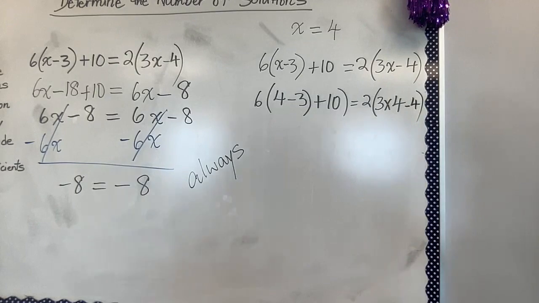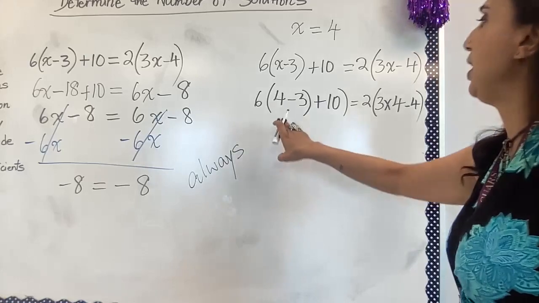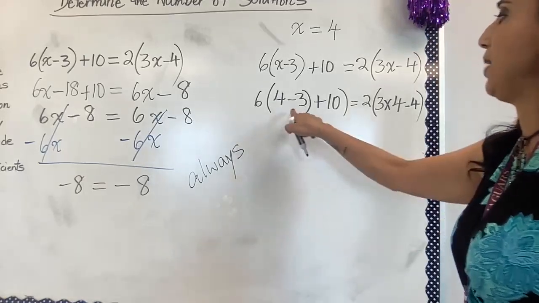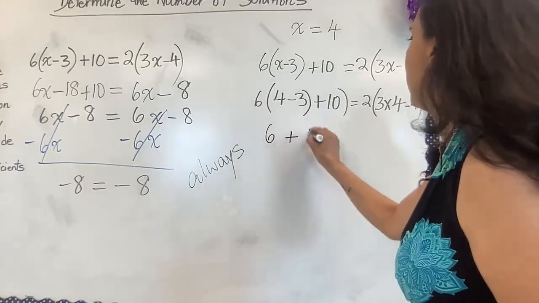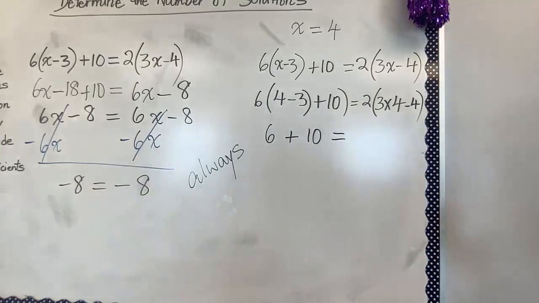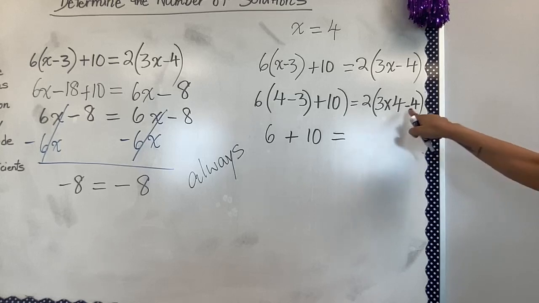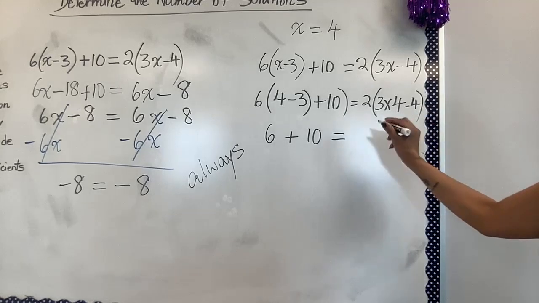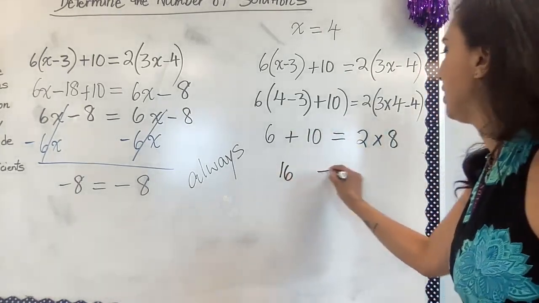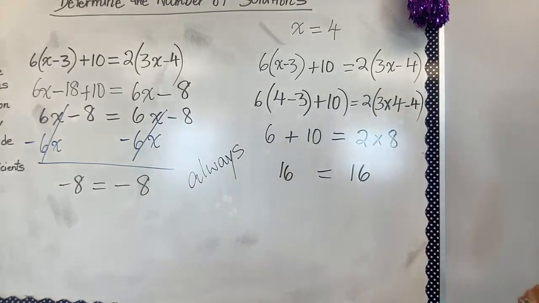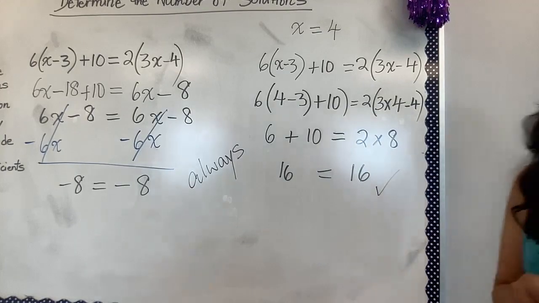Okay, so now when I simplify, I can do 6 times 4 minus 6 times 3, or I can just do what is 4 minus 3. 4 minus 3 is 1, and 1 times 6 is 6, and plus 10 is equal to, 3 times 4 is 12, and 12 minus 4 is 8. So 2 times 8, and 6 plus 10 is 16. 2 times 8 is 16. So look, it is definitely going to be equal on both sides, and 16 is equal to 16.